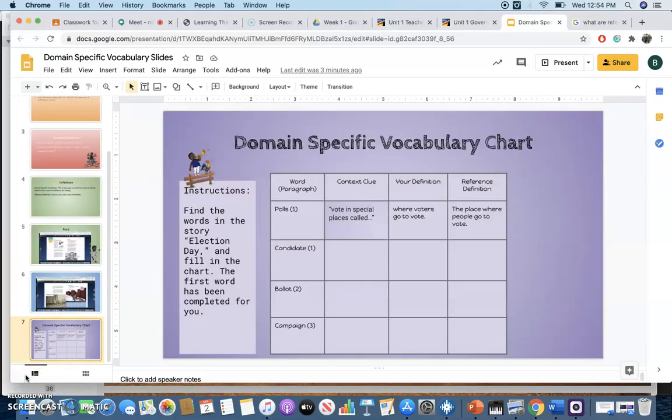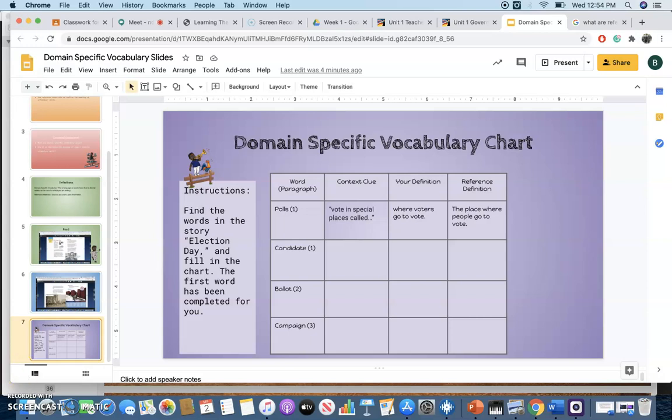For your grammar assignment today, we're going to do a domain-specific vocabulary chart. Let's read the instructions first. Instructions: find the words in the story, Election Day, and fill in the chart. The first word has been completed for you. So if you see it says word and it says a big word called paragraph, okay? The paragraph number is where you can actually find the word.